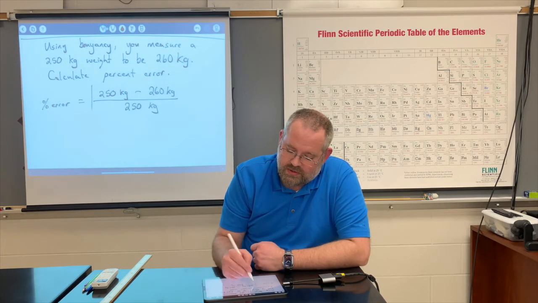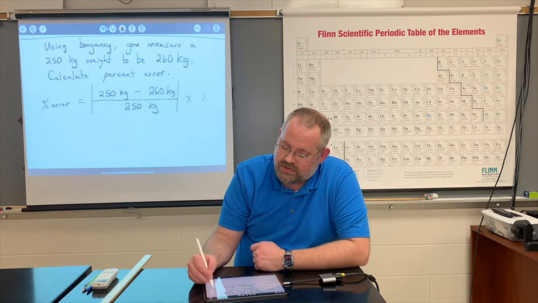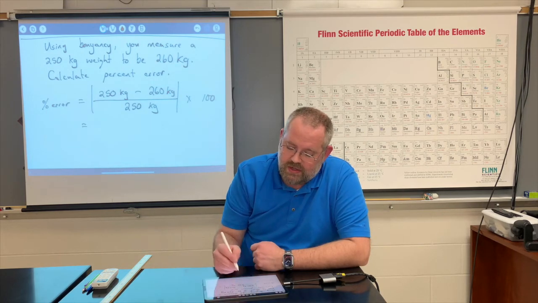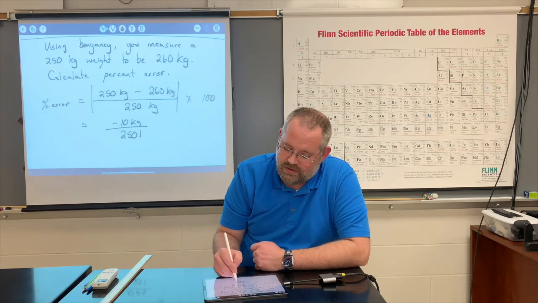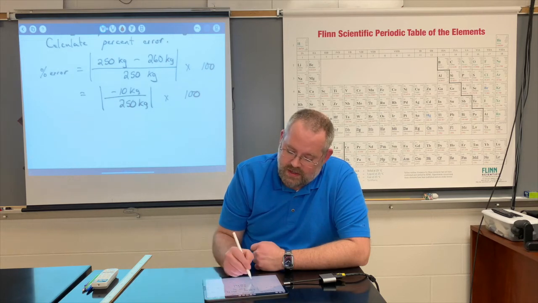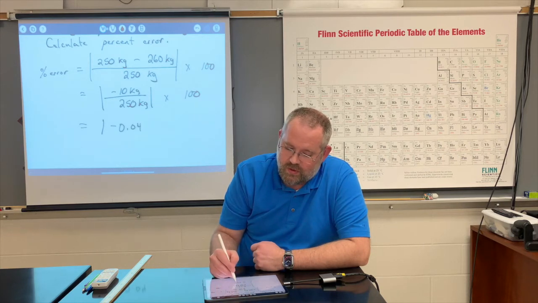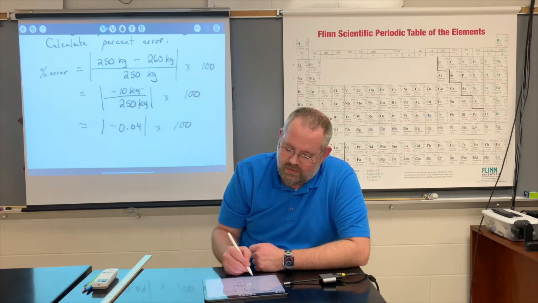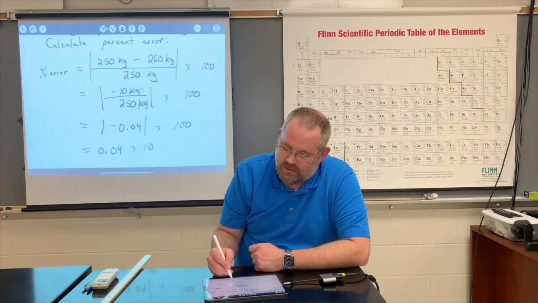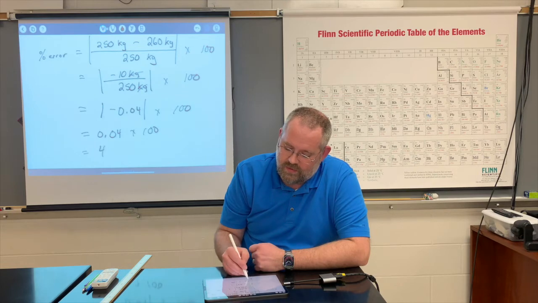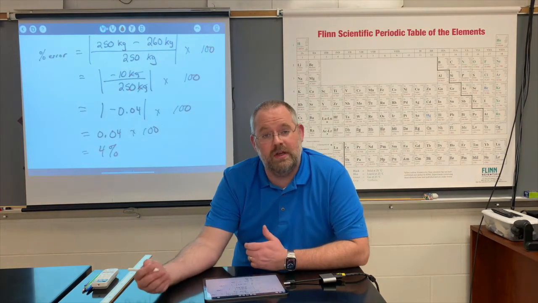All right, so that absolute value times 100, okay? So I end up with negative 10 kilograms over 250 kilograms times 100. And then I end up with negative 0.04, my kilograms cancel out, times 100, which is just going to be 0.04 times 100, or 4%. So I had a 4% error in my measurement.